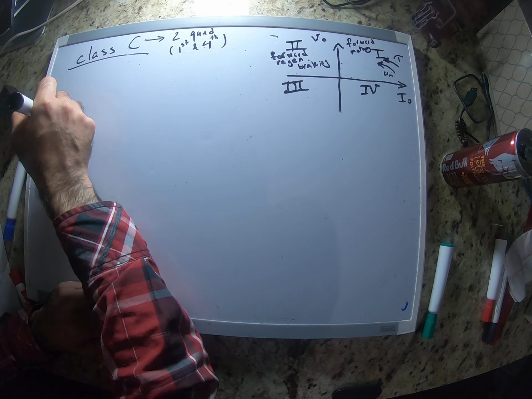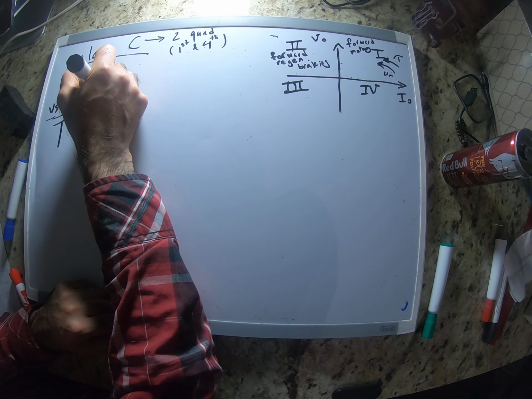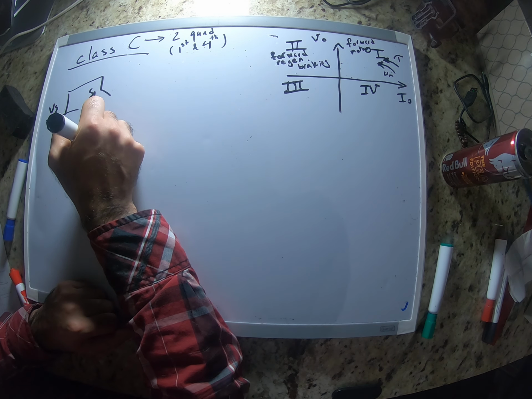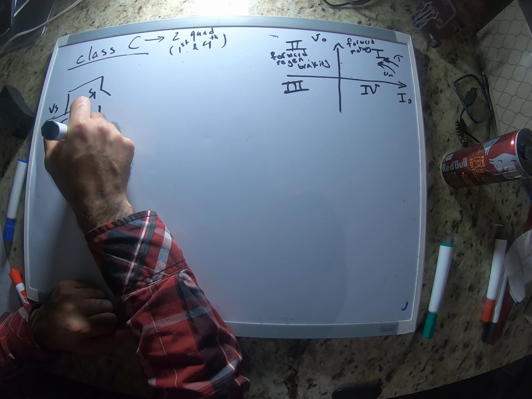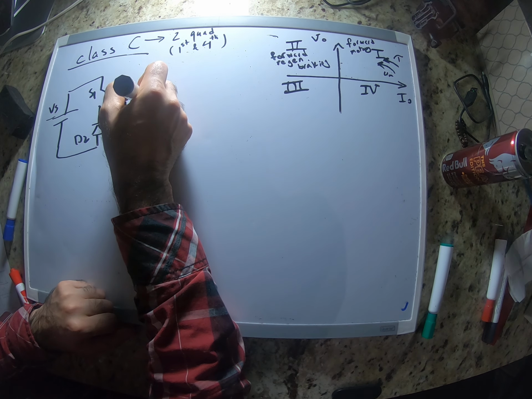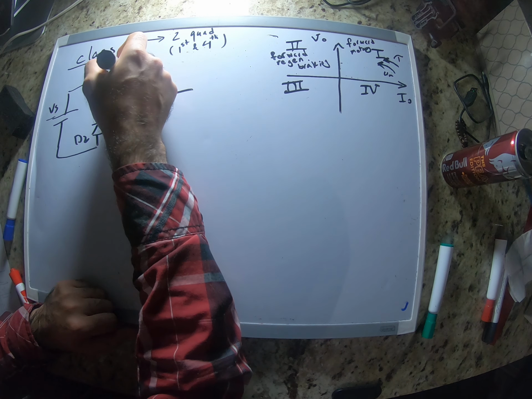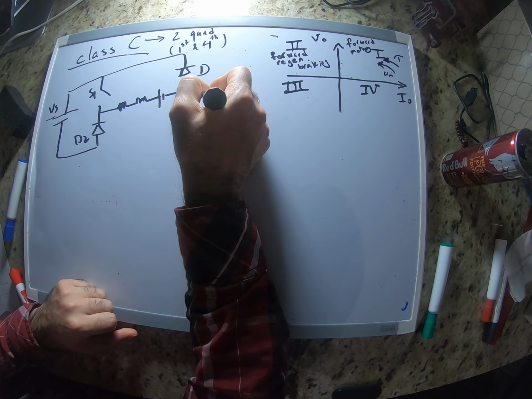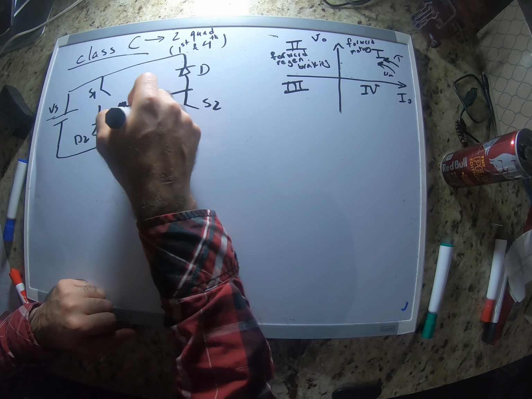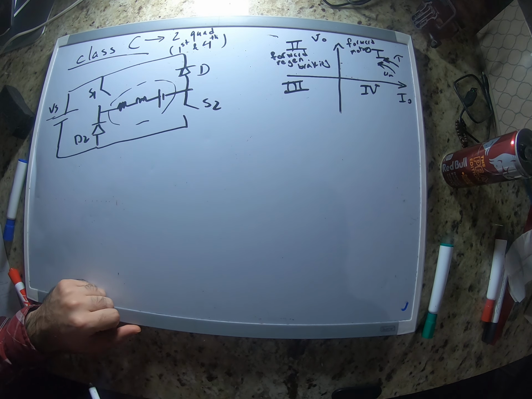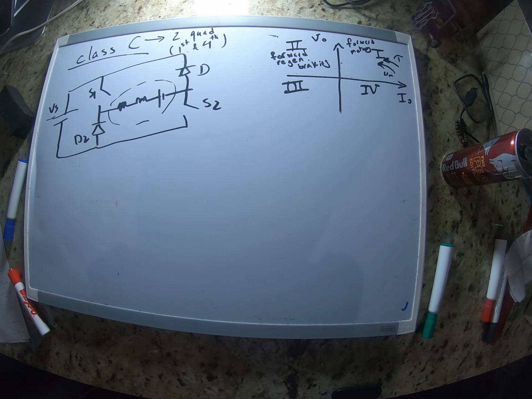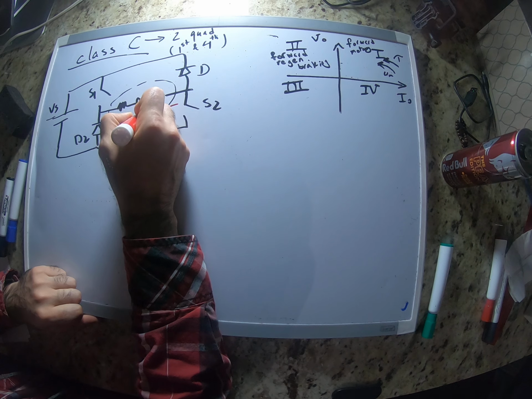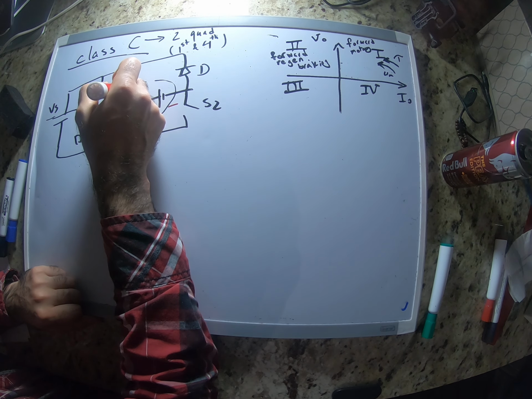This is a voltage source that we have. We have a switch here. We have, let's call this one D2 and this one D1 and this one S2. Okay, and again, this is representing the machine that we have. Okay, and the polarities we choose for voltage are going to be like this, and for the current like this.